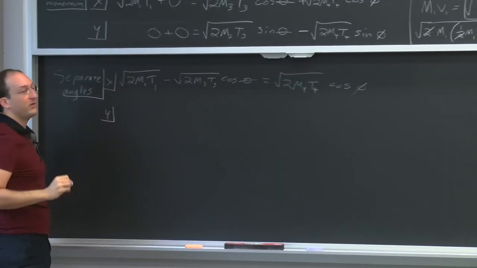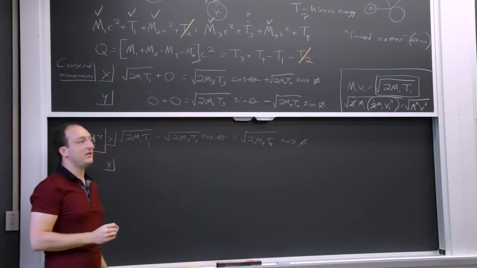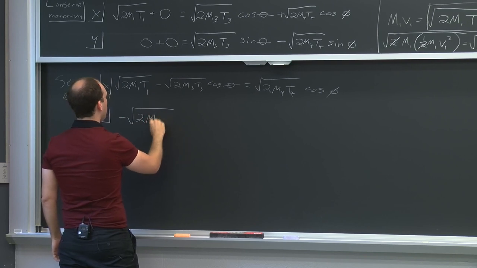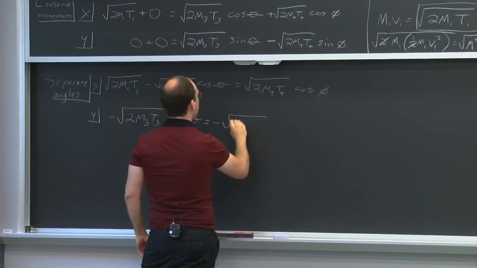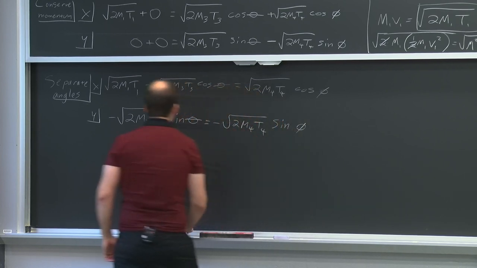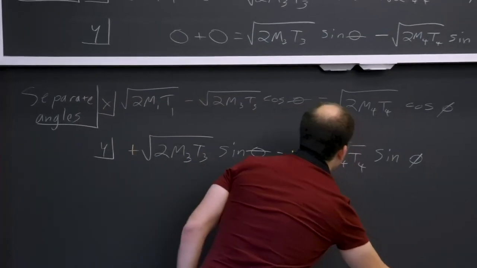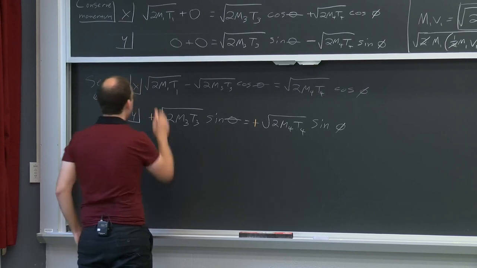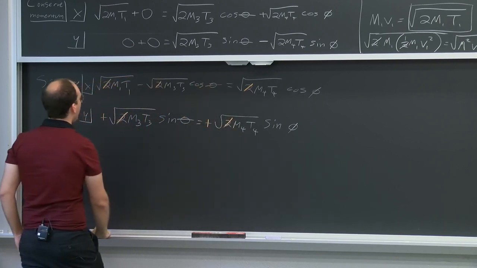Let's do the same thing with the y momentum equation. So all we'll do is take the theta term and stick it to the left of the equal sign. So that would give us minus root 2m3 t3 sine theta equals minus root 2m4 t4 sine phi. Right away, we can see that the minus signs can cancel out just for simplicity. And what else is common to these that we can get rid of? Yep, square root of 2. Everything here has a square root of 2, so we'll just get rid of all of the square root of 2s to simplify as much as possible.